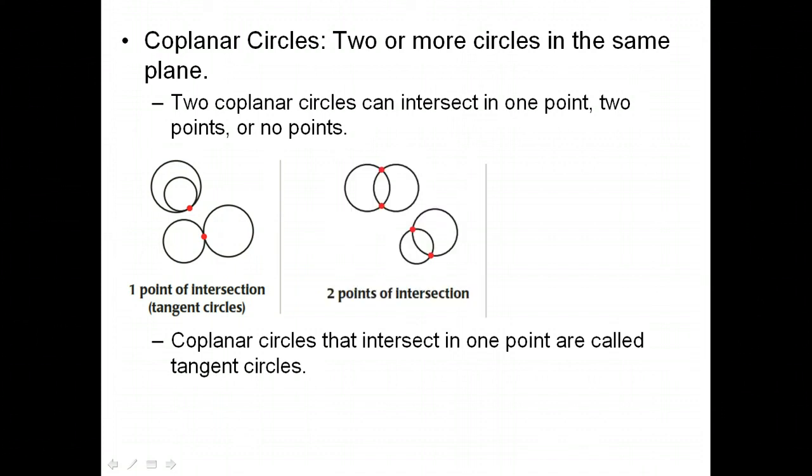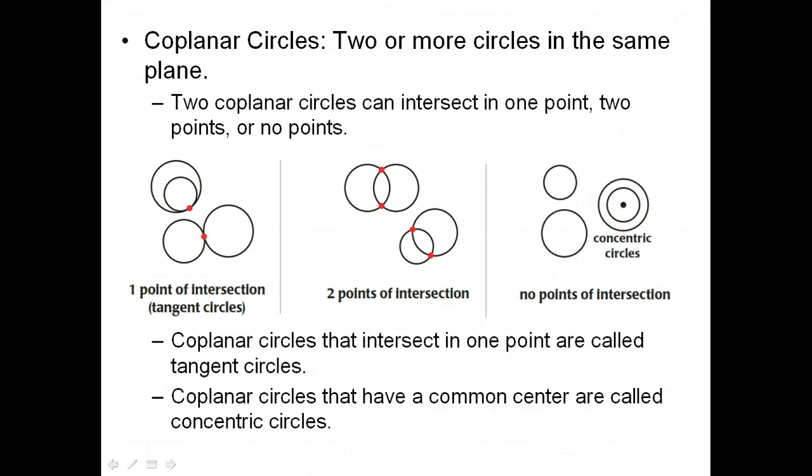It can meet in 2 points if they cross over each other, and it could be no points at all. Notice when a circle is inside of another circle, in other words, they have a common center, we call those concentric circles.